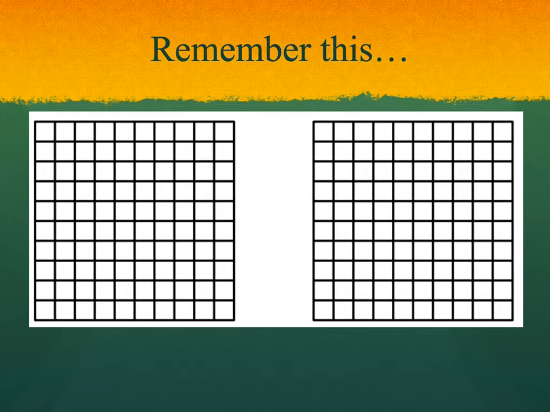For example, I could shade 2/10 here. So I could show it like this, 2/10. But that's equivalent to 20 hundredths because I have 1, 2, 3, up to 20 hundredths. So 2/10 and 20 hundredths are equivalent. Adding that zero to the end of the decimal didn't change its value.